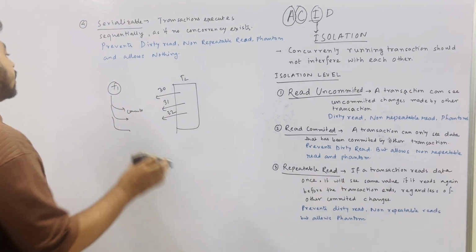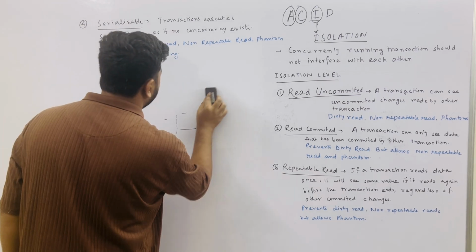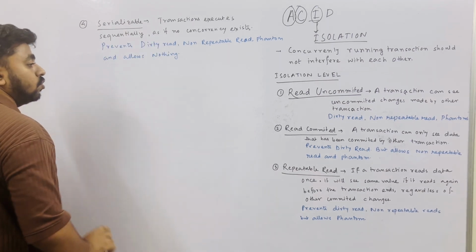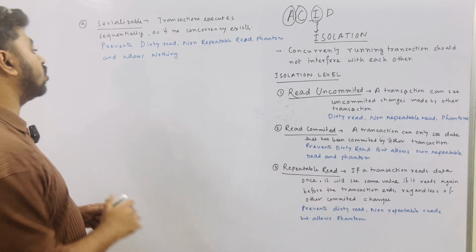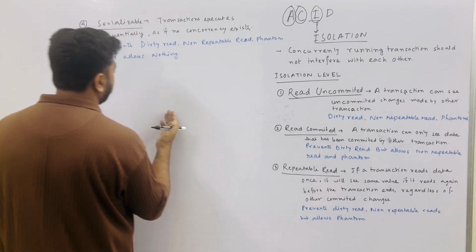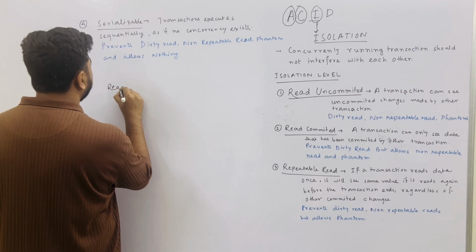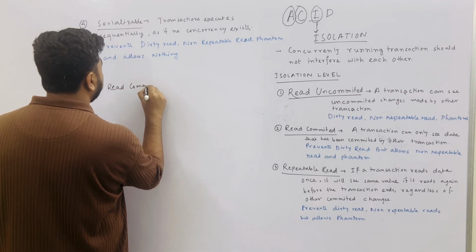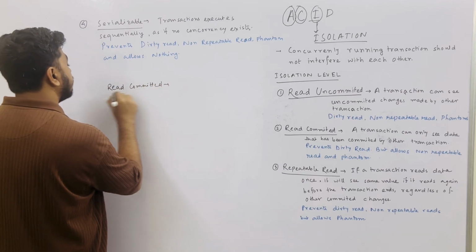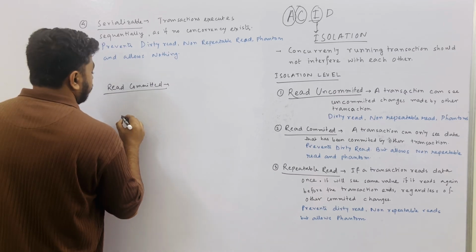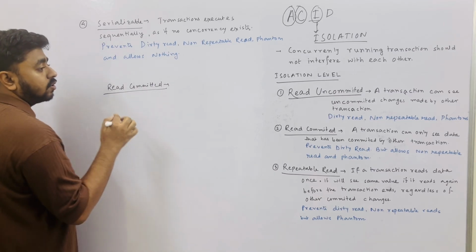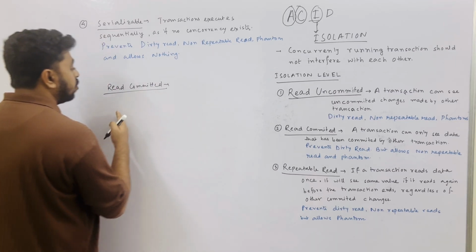Now we will come to the isolation levels. The first isolation level is read uncommitted. That's what we talked about, that is called dirty reads. So read uncommitted means if you set the isolation level in your database as read uncommitted, then what will happen? Transactions will be able to see the uncommitted records.